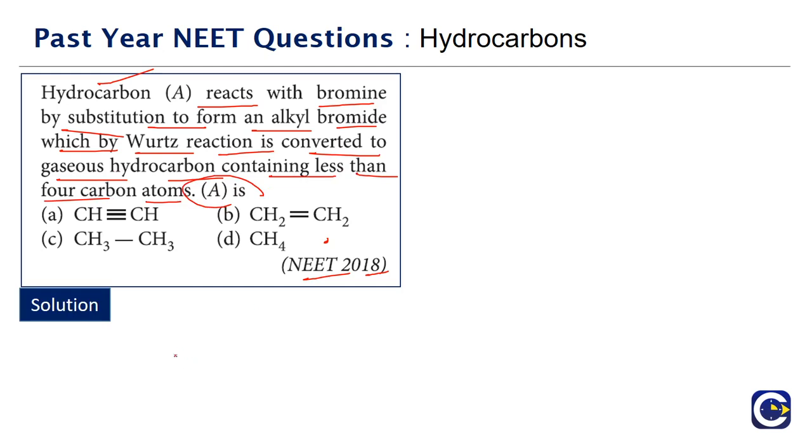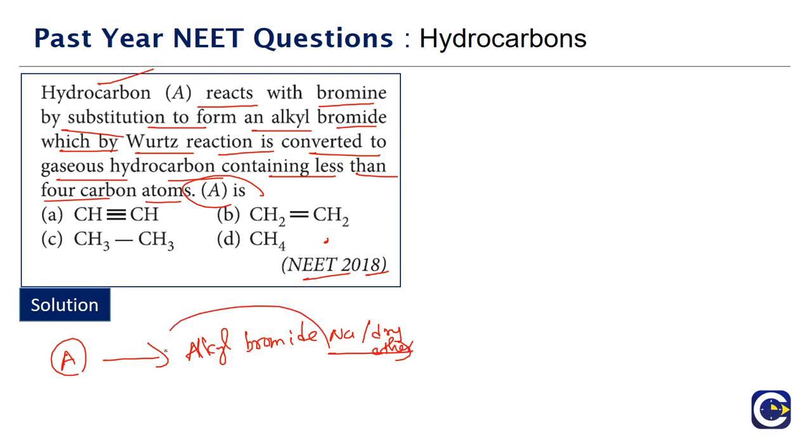Think about it. Here there are 2 steps. First, there is a hydrocarbon A that undergoes substitution to give us the alkyl bromide. Then the alkyl bromide in the Wurtz reaction, with sodium in dry ether, gives back an alkane. Alkyl halides on reacting with sodium in dry ether give us alkane.